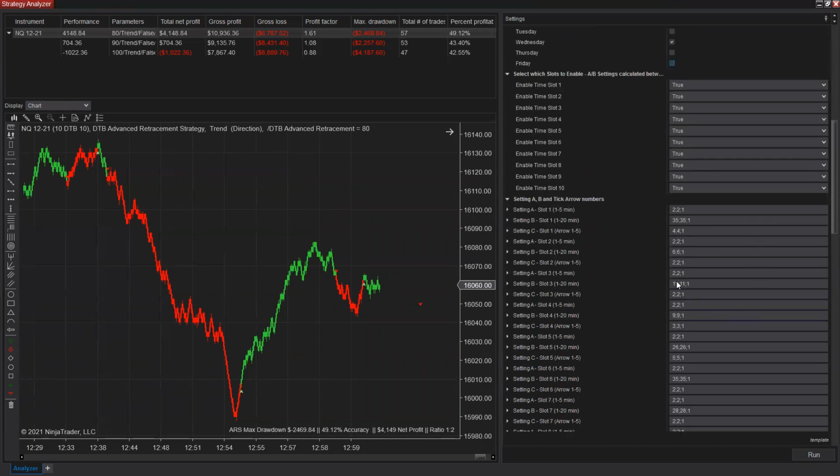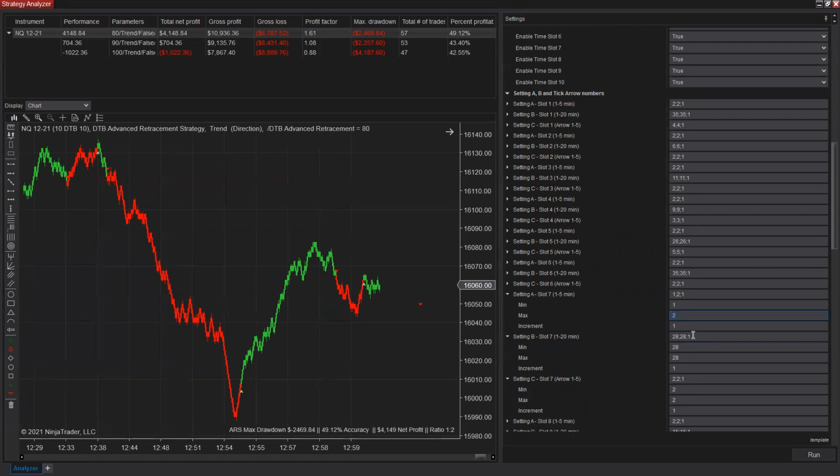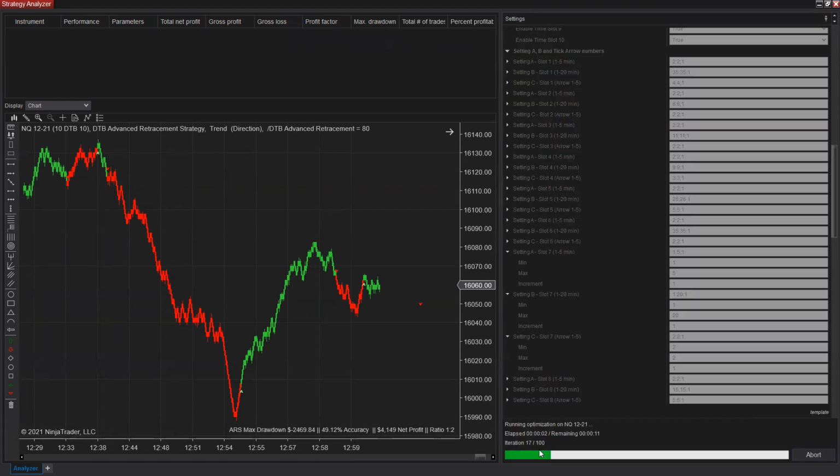So Wednesday, and let's go between the specific time slots, which is fine. I'm going to optimize. Let's optimize slot 7. I'm just going to go 1 to 5, and I'm going to go 1 to 20. Let's just run this and just see what this looks like and how long it's going to take. So this is only a small amount of values. It's 1 to 100. You'll notice the optimization is pretty quick on these.